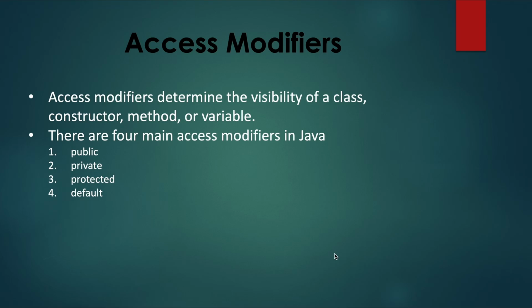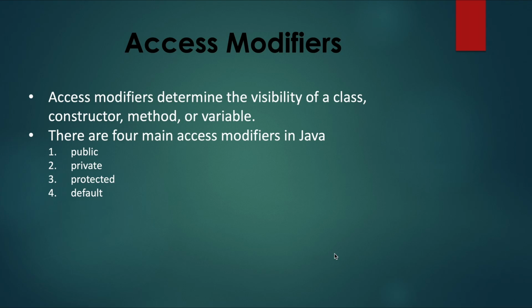So what is an access modifier? Access modifiers determine the visibility of a class, constructor, method or variable. What does that mean? It means whether our class will be accessible within our class, outside of our class, or outside of the package. In short, if we have created a class, its visibility within the package or outside of the package is determined by the access modifier. There are four main access modifiers in Java: public, private, protected, and default. We will see each access modifier one by one with examples.